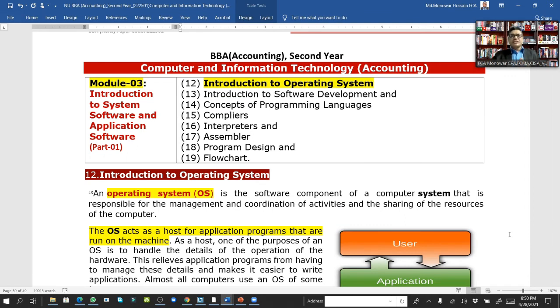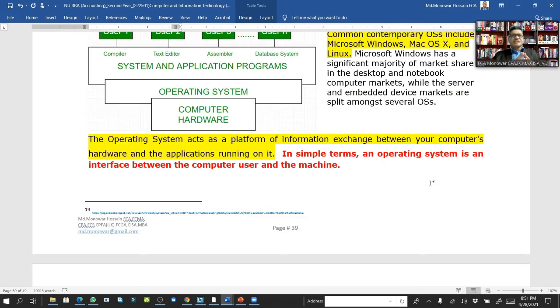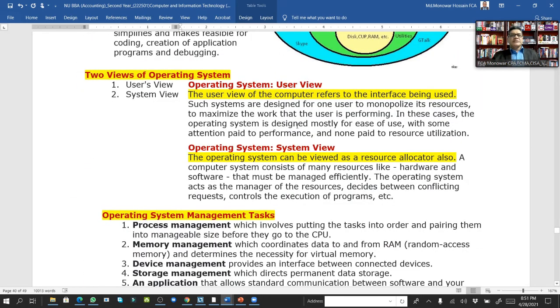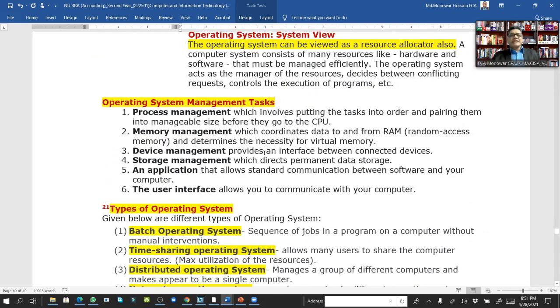Today we discussed the introduction of the operating system. An operating system is the software component of a computer system that is responsible for the management and coordination of the activities and the sharing of the resources of the computer. An operating system is an interface between the computer user and the machine. An operating system has two views: the user view and the system view. Its management tasks are process management, memory management, device management, storage management, application management, and user interface.